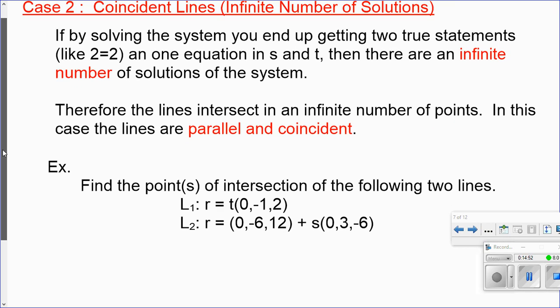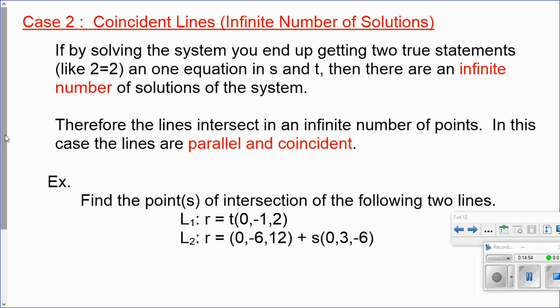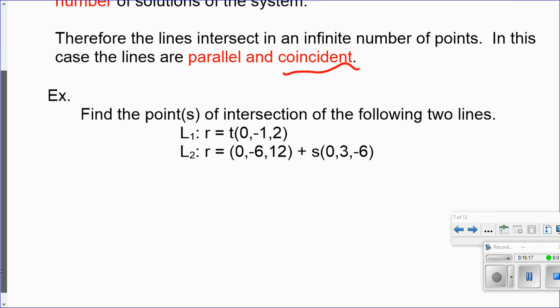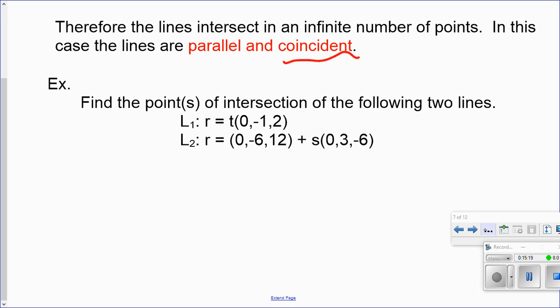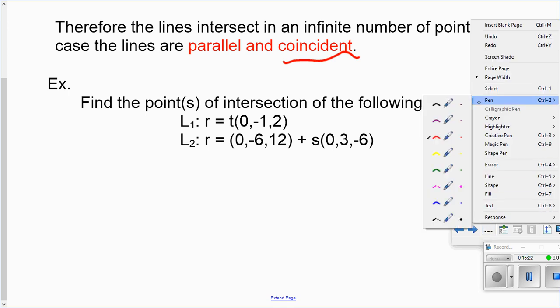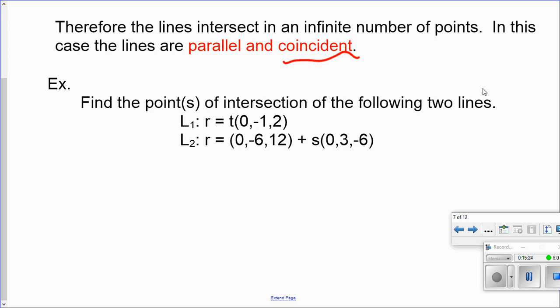How about the situation where we've got coincident lines? Coincident lines are lines that are identical, they're the same. In this case, we've got an infinite number of solutions. We've got two identical lines, and when they lie on one another, there's a whole bunch of solutions. We talk about the term here being parallel and coincident. So here's the situation for this one. We've got two lines, and we're going to solve these the same way.